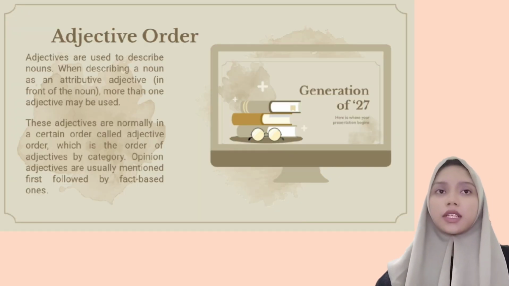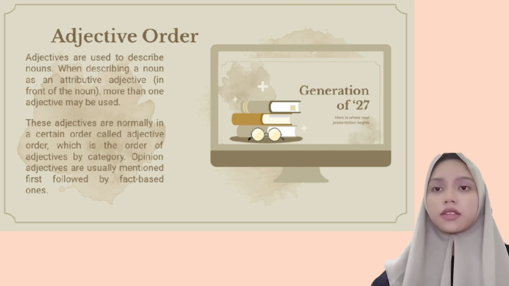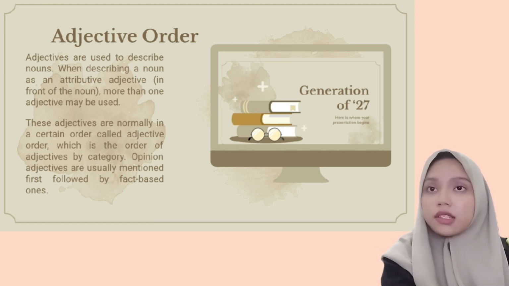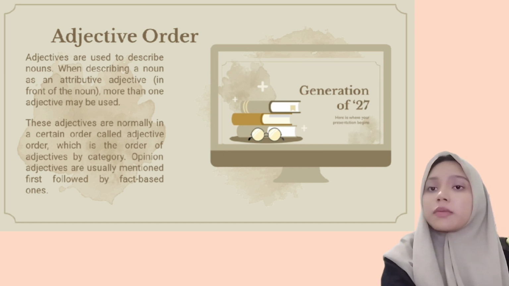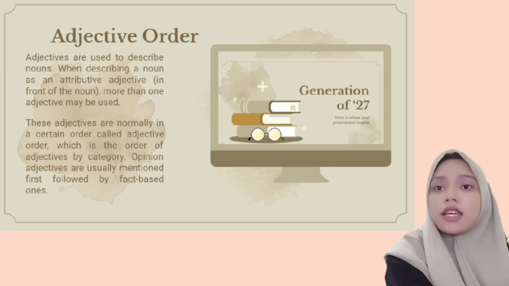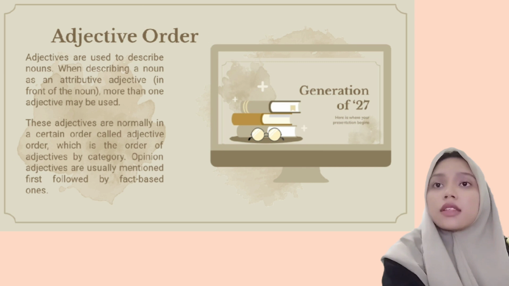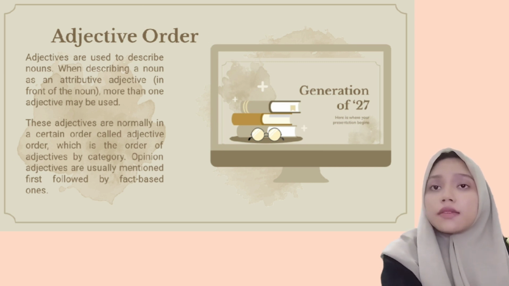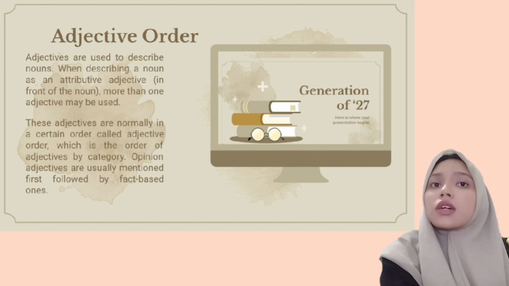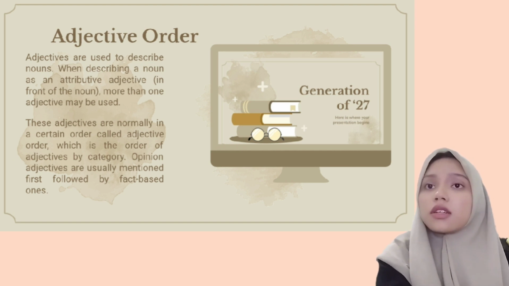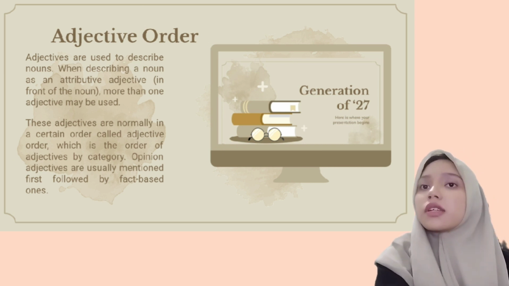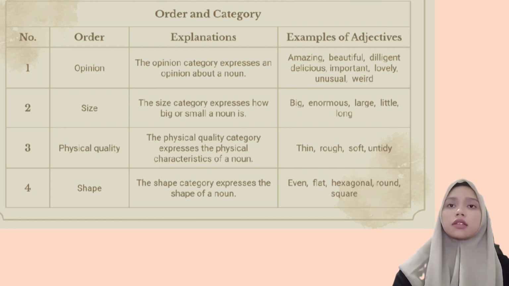Last, I will explain about adjective order, which is related to adjective material. Alright, so I will start with the explanation about adjective order. Adjectives are used to describe nouns. When describing a noun, as an attributive adjective is in front of the noun, more than one adjective may be used. These adjectives are normally in a certain order called adjective order, which is the order of adjectives by category. Opinion adjectives are usually mentioned first, followed by place. And here are the order of adjective.